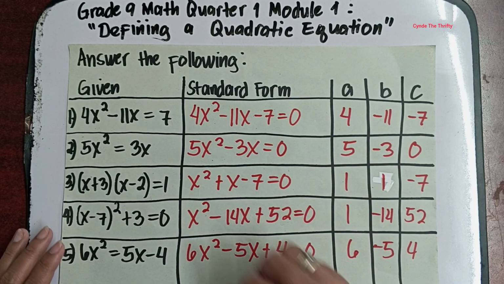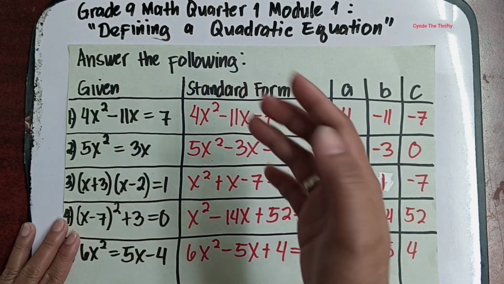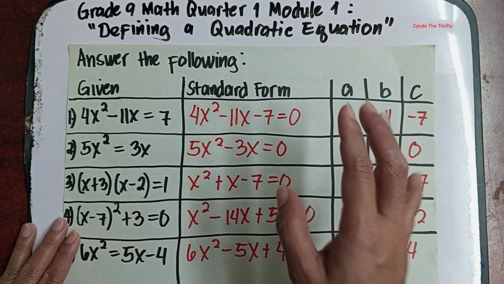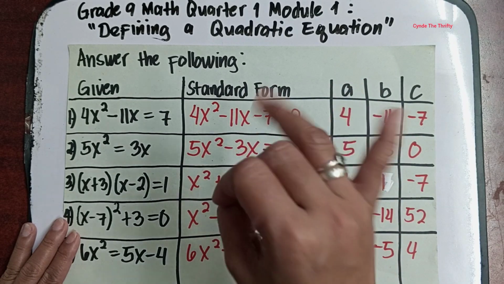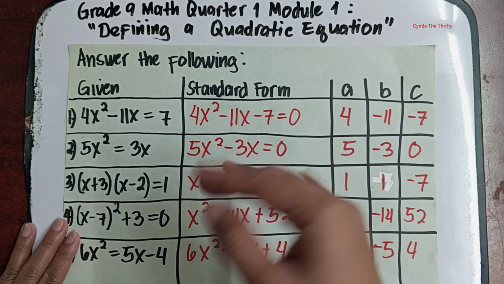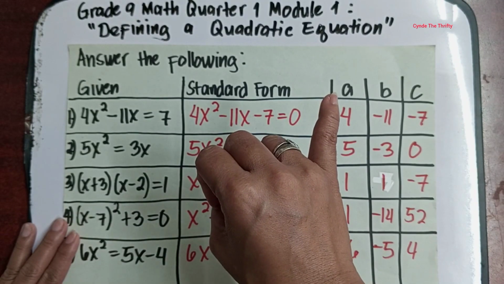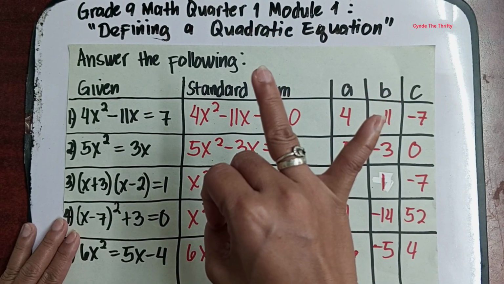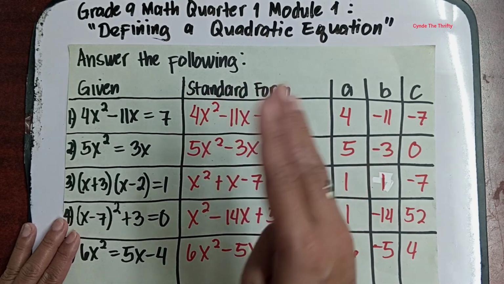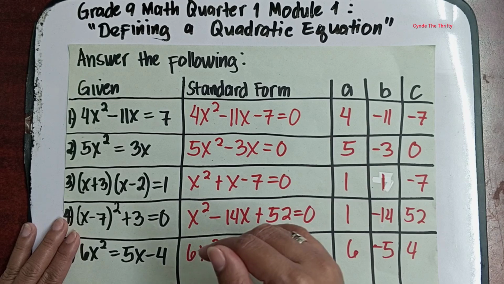Ganyan lang kadali. So, na-define na natin ang quadratic equation. Tapos, alam na din natin kung paano siya isulat in standard form. And alam na din natin kung paano i-identify ang value ni A, ni B, at ni C. Ang susunod nating lesson is kung paano naman natin isolve ang quadratic equations by extracting square roots. Pangalawa, by factoring. Pangatlo, by completing the square. At pang-apat, by using the quadratic formula. So, yun ang pag-aaralan natin sa susunod nating lesson.